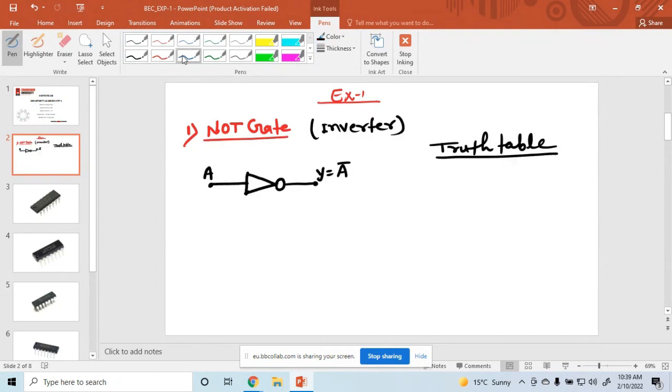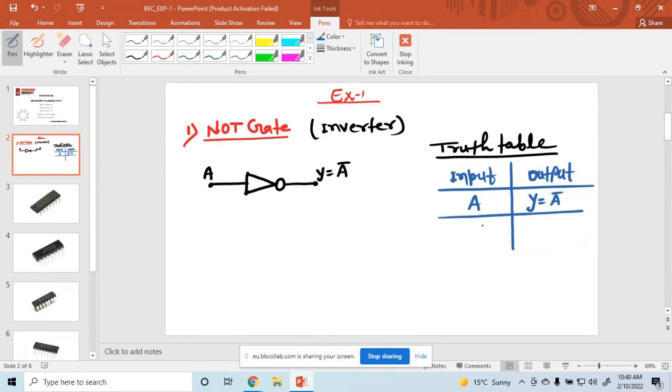So all the truth tables of these logic gates. Is that clear? Because your branch is electronics. So here first I'm writing the input and then the output. What is the input here? Input is A and output is Y. That Y is equal to just A bar, or A complement.